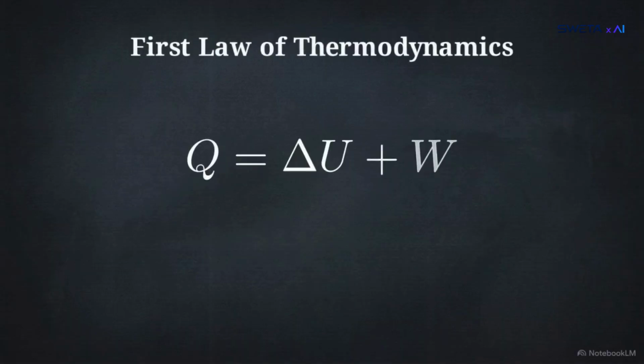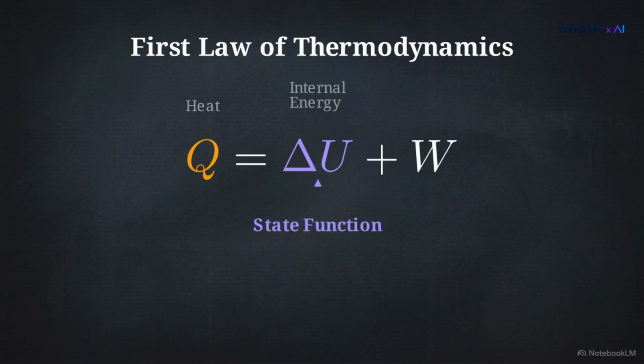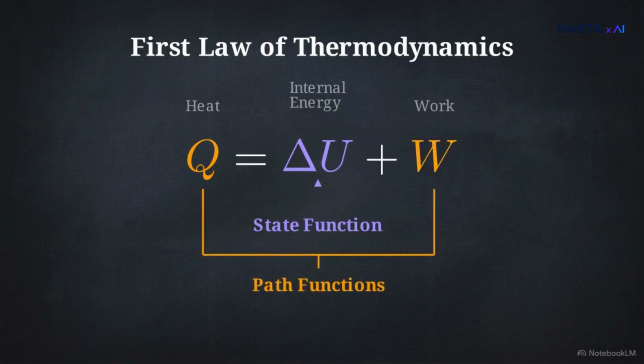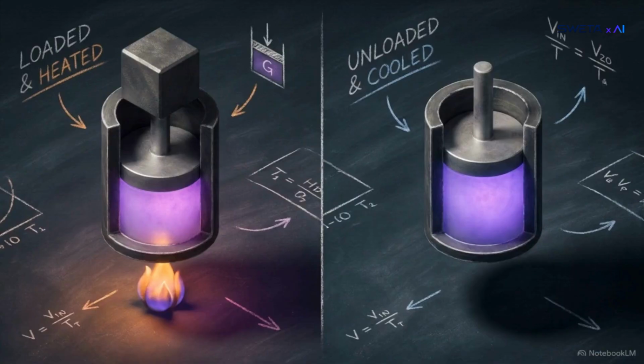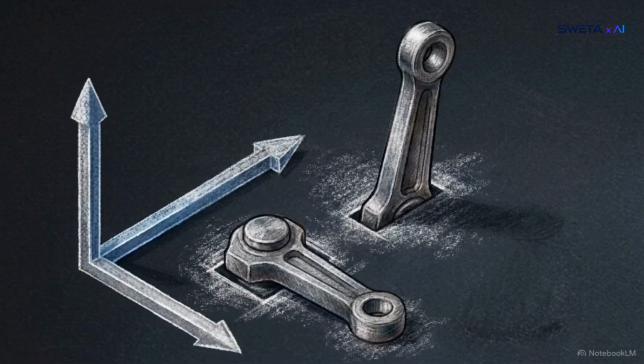To calculate energy conservation, we use the first law of thermodynamics. This energy ledger shows that heat supplied to the system, Q, must equal the increase in internal energy, delta U, plus the work done by the gas, W. While internal energy depends only on the system's current state, heat and work are path functions. A gas can reach the same final temperature through different mechanical steps, but the specific amount of work extracted depends entirely on the route taken.